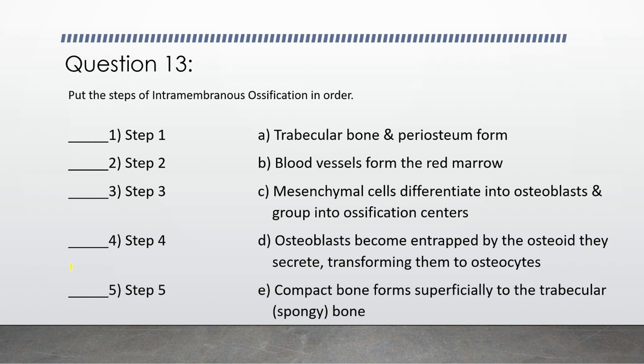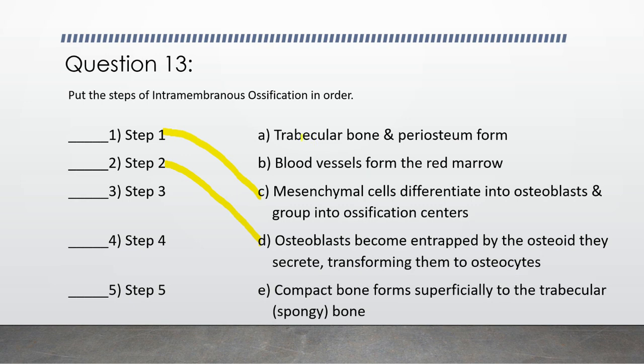All right, so let's take a look at our steps, okay? So the first thing that has to happen is we have to have our mesenchymal stem cells. We're going to start there. All right, let's see, after that, those osteoblasts are going to become trapped. It's going to be step 2.